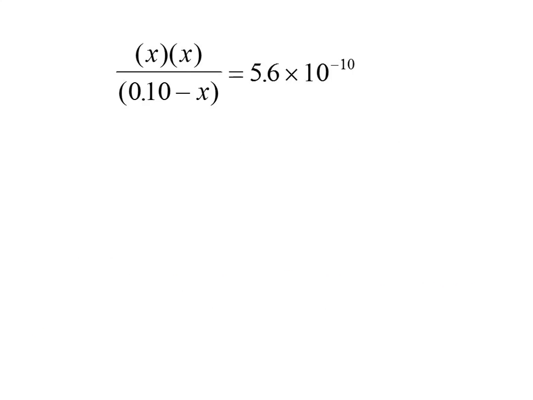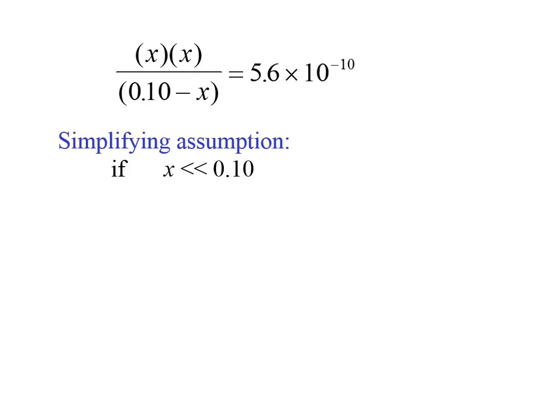If we plug back into your Kb expression, it would look like this: the acetic acid is X, the hydroxide ion is X, the acetate is 0.10 minus X, and that's equal to your Kb, the constant that you look up. For the simplifying assumption, if the amount that hydrolyzes, X, is really small compared to 0.10, then the equilibrium concentration of acetate, 0.10 minus X, is essentially equal to 0.10. And things fall into place.